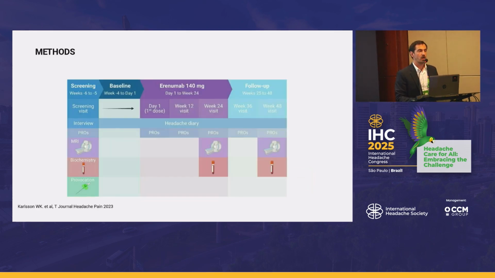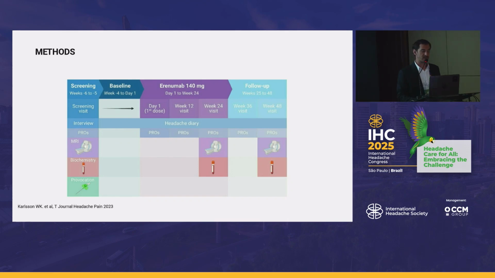REFORM study is a prospective cohort study of patients with migraine, analyzed at different time points. They were treated at the Danish Headache Center with erenumab, and assessments were done at baseline, 6 months after erenumab, and 6 months after stopping erenumab. Assessments included clinical assessment with interviews, PROs, MRI, provocation test, and biochemistry as well. So I'm focusing only on MRI at baseline.